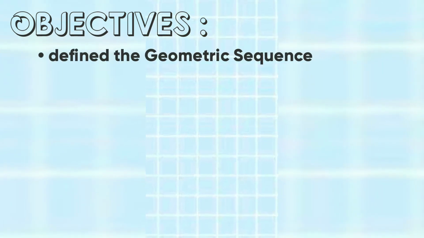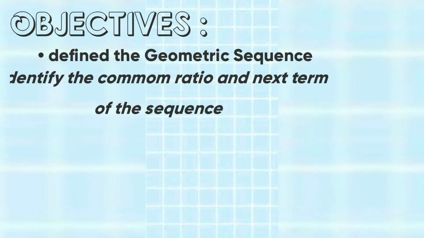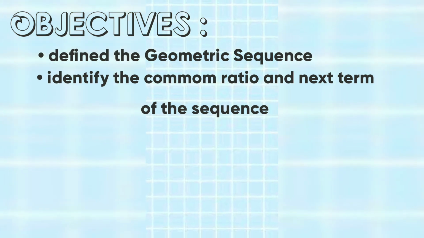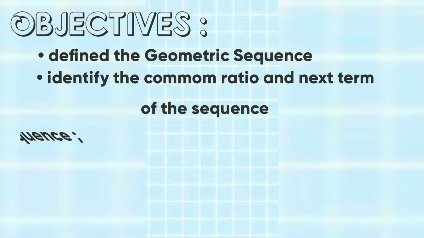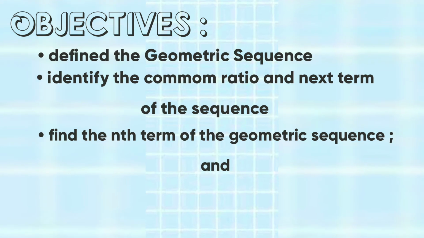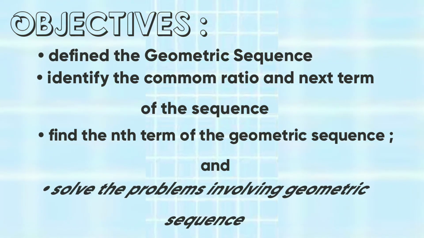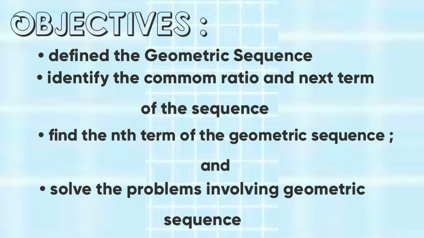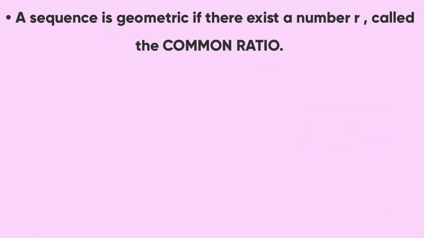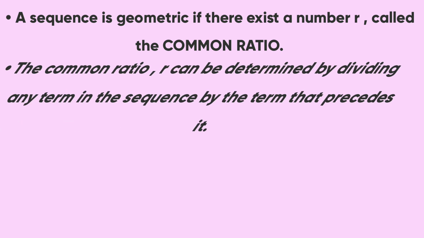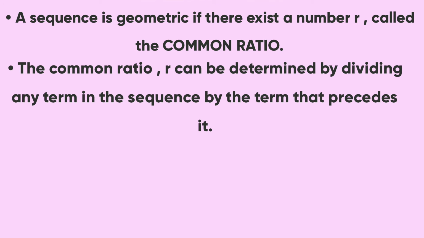Our objectives for this lesson is to define the geometric sequence, identify the common ratio and the next term of the sequence, find the nth term of the geometric sequence, and solve the problems involving geometric sequence. A sequence is geometric if there exists a number r called the common ratio. The common ratio r can be determined by dividing any term in the sequence by the term that precedes it.